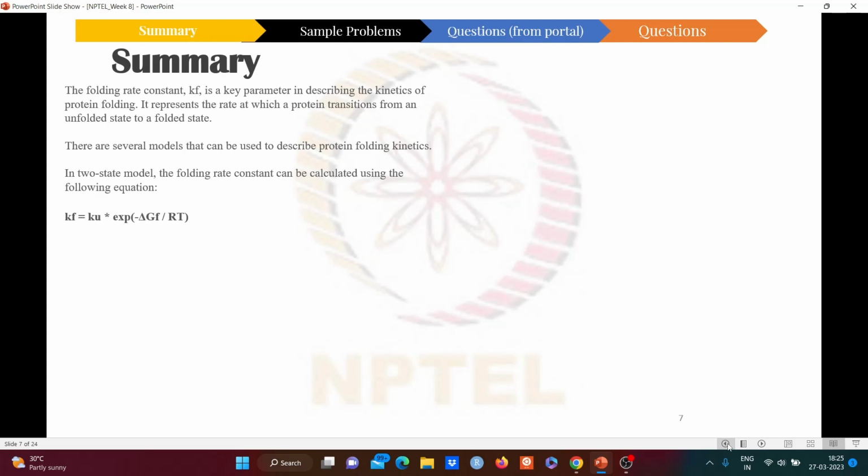So in the two-state model, the folding rate constant can be calculated as shown here, where Ku is the unfolding rate constant, delta Gf is the free energy change associated with folding, R is the gas constant, T is the temperature, and the unfolding rate constant Ku represents the rate at which the protein transitions from the folded state to the unfolded state, and this value can be experimentally determined.